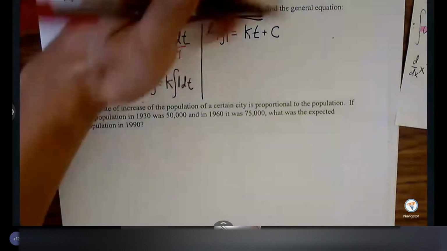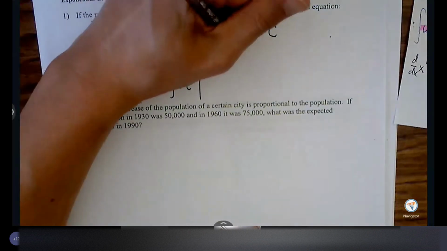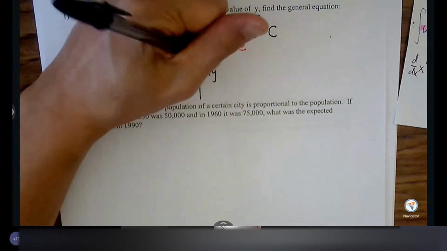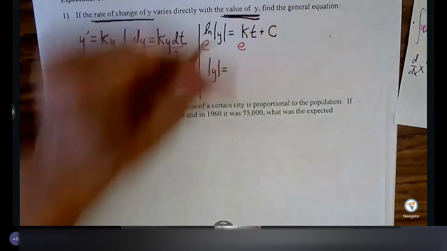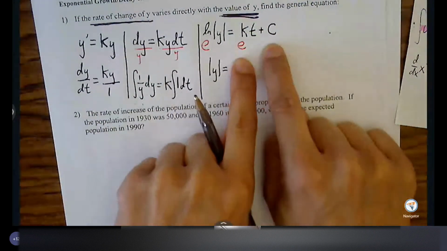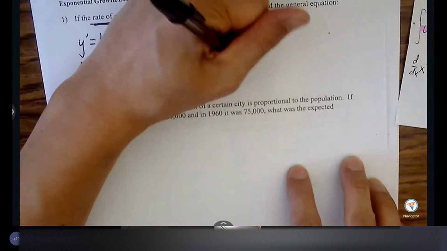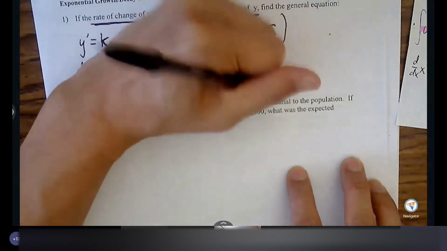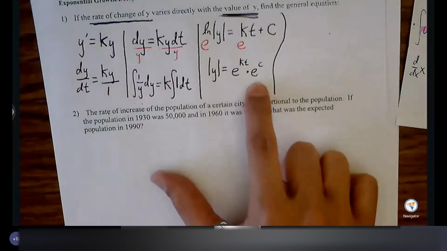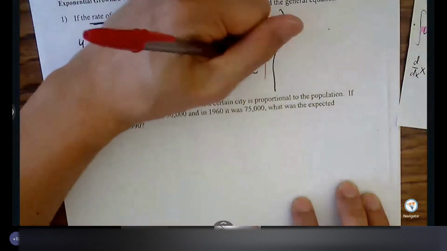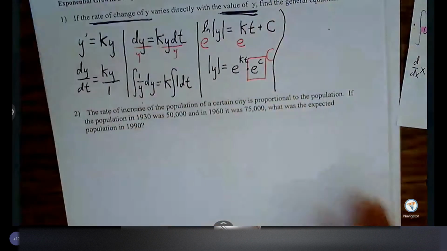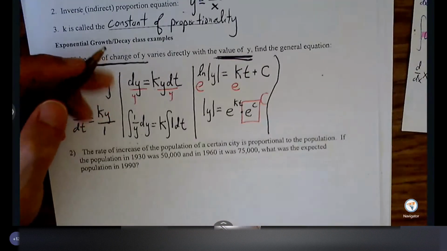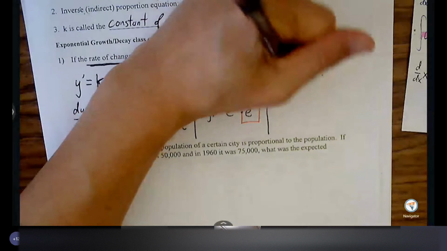We want to solve for y. Y is stuck inside the natural log, so raise both sides. E is the base. Drop the e in natural log. Split this up. E to the kt plus c can be broken down as e to the kt times e to the c. We know that e to the c can be replaced with just a big C. Push the c out in front. Drop the absolute value, plus or minus get absorbed into that c.